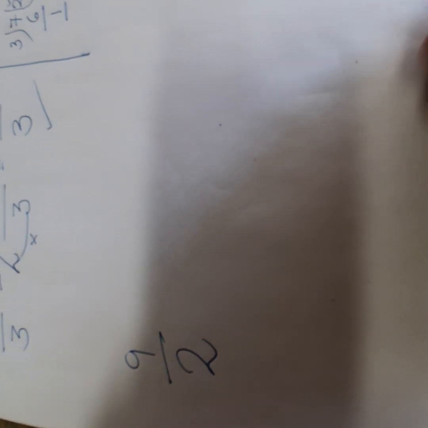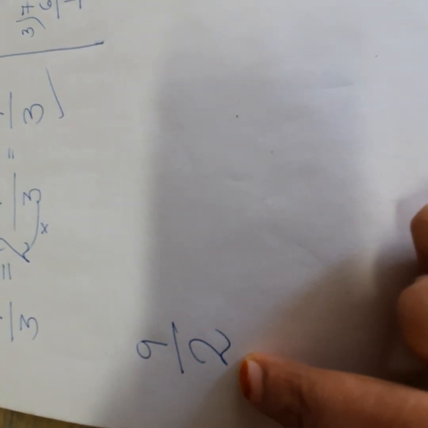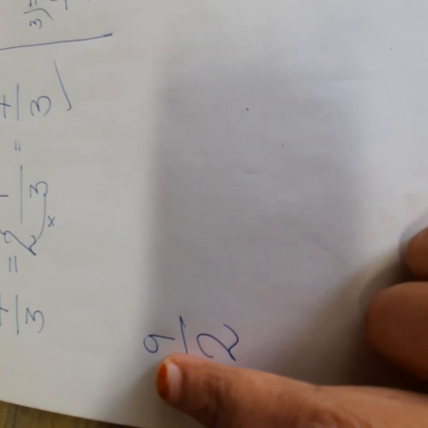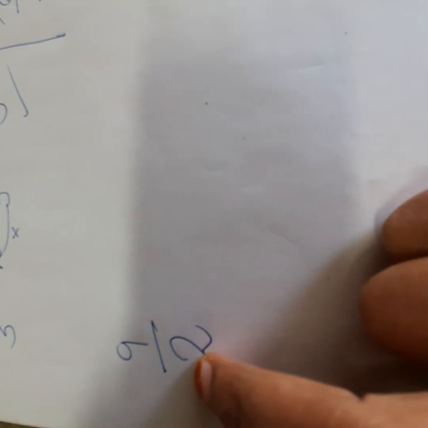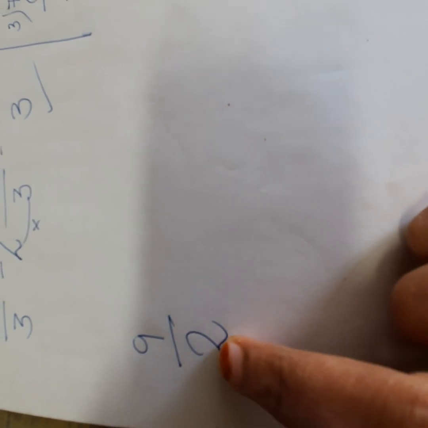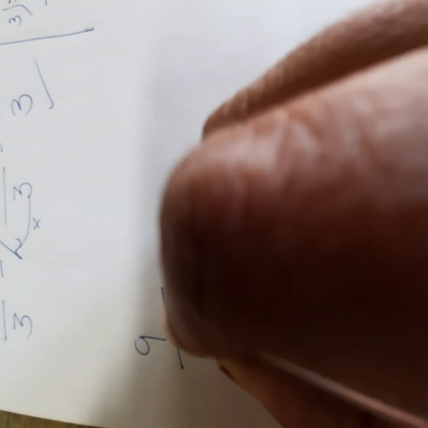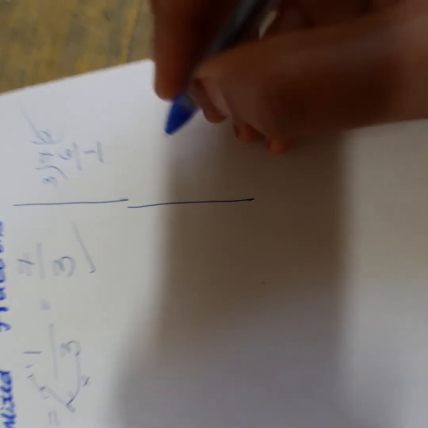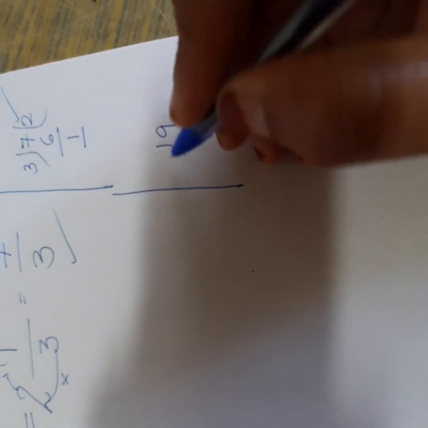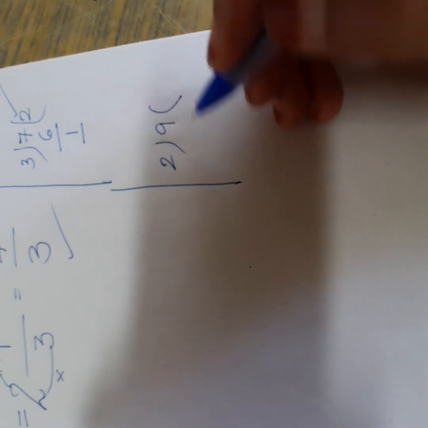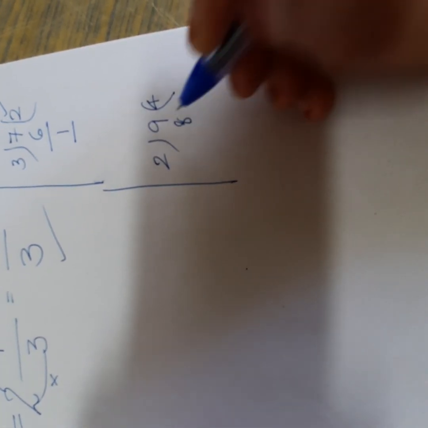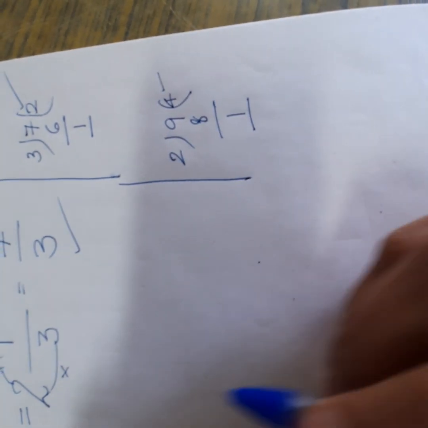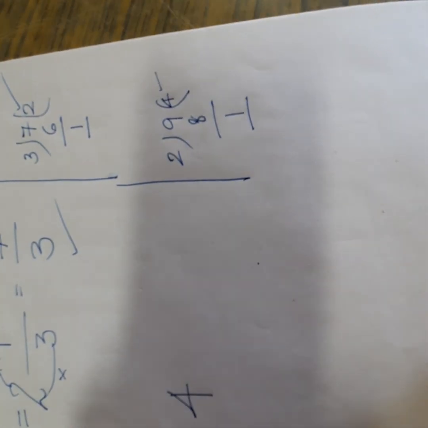Now look at another example. 9 by 2. 9 is the numerator, 2 is the denominator. The numerator is greater, so it is an improper fraction. Let us convert it into a mixed fraction. So what do we have to do? We have to divide 9 by 2. 2 fours are 8 and 1 will remain. So how many wholes have we got? We got 4 fulls.